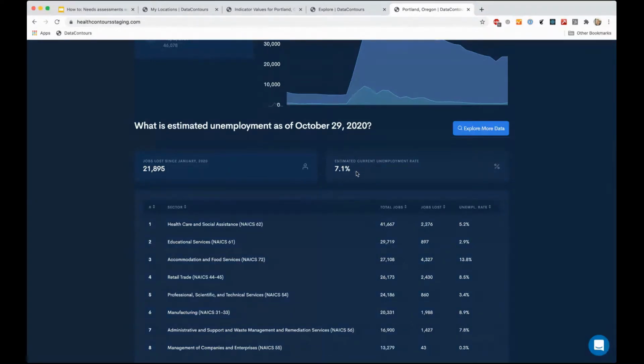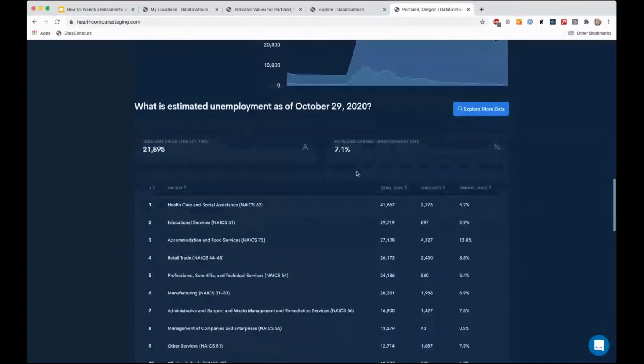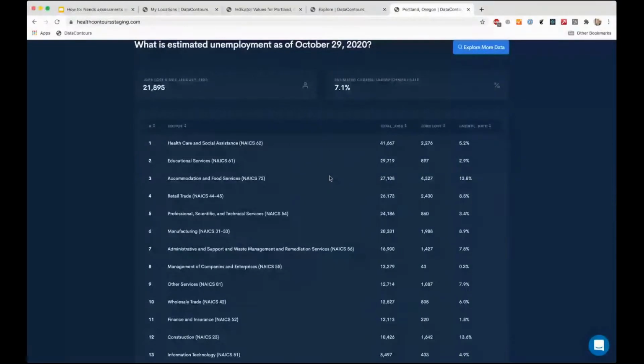We'd also have a sector breakdown. This is what ultimately drives the model: the sector-specific employment characteristics. So within each city, there's a different breakdown of sector-level employment. Within Portland, healthcare is the largest employer with about 40,000 jobs. Education services and accommodation and food services are next. These top four are the top four for people who've been affected by the shutdowns and overall economic slowdown.